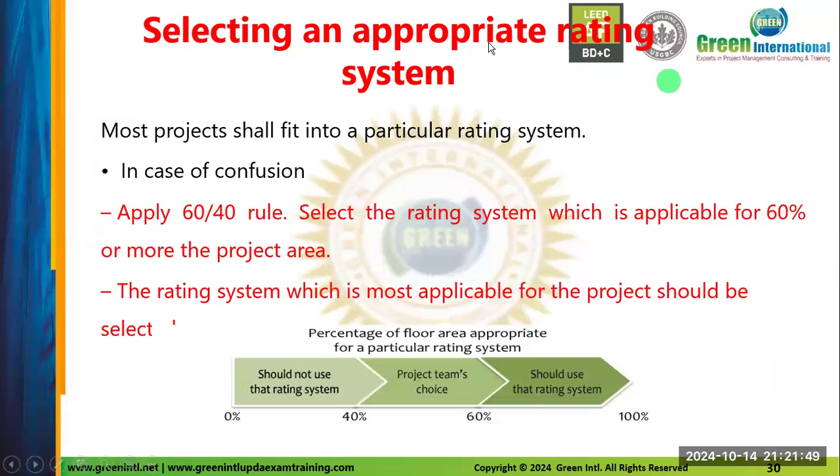Selecting the appropriate rating system, we said, is based on the area. If you have different buildings with different functions or uses, apply the 60-40 rule. The biggest area will win and take the name. But in real life, when you do building certification, we can divide it into zones, and every zone will comply with the related rating system requirements. A bit complicated, but it's just like that.